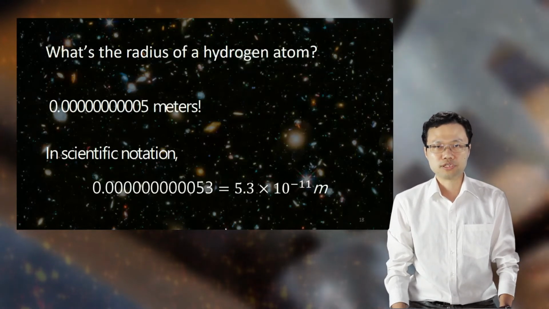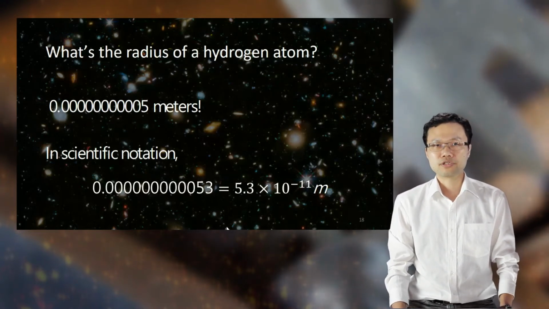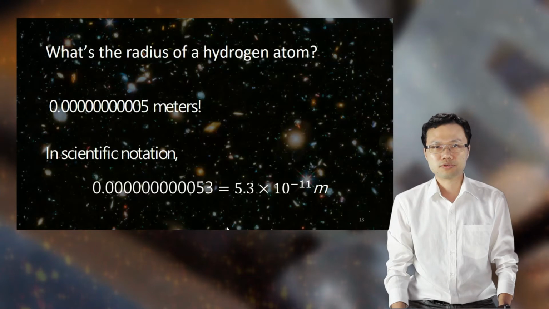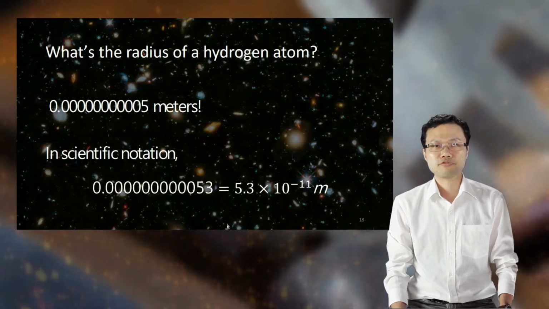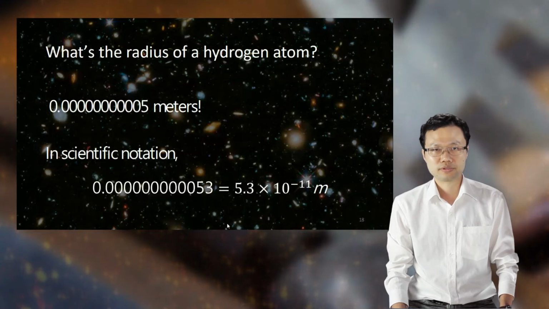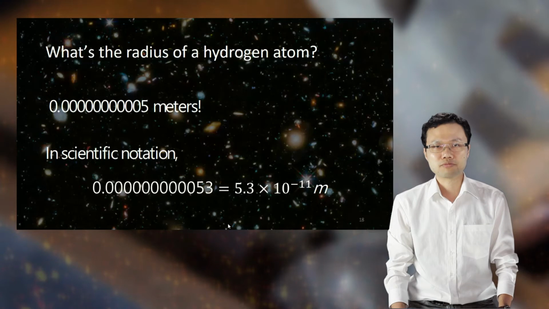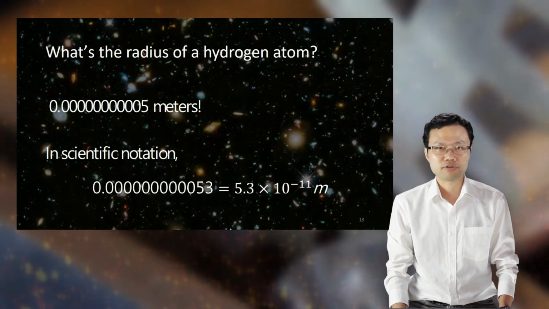The second question is, what is the radius of a hydrogen atom? The answer is 0.00000000053 meters. This is a very, very small number. There are so many zeros after the decimal point that you cannot even remember how many zeros you had read after counting a few.